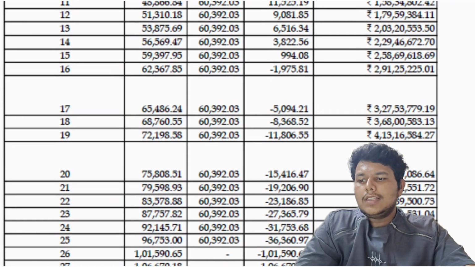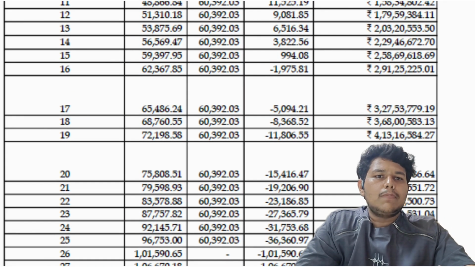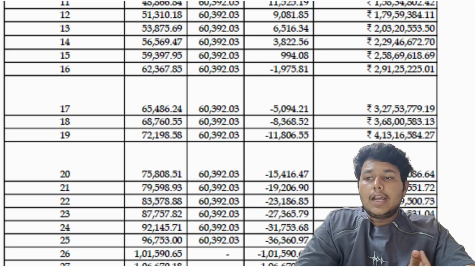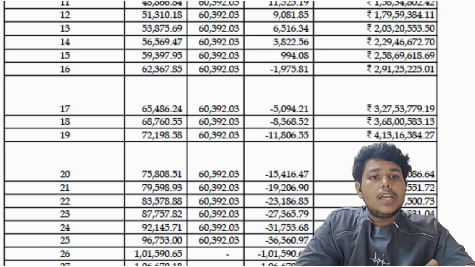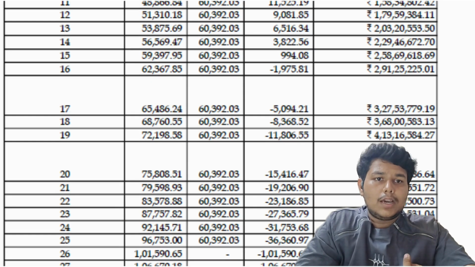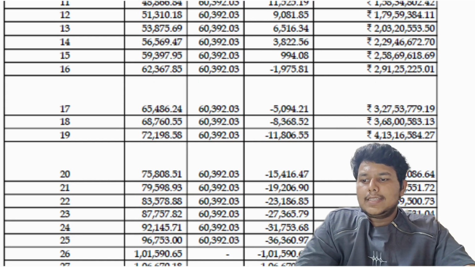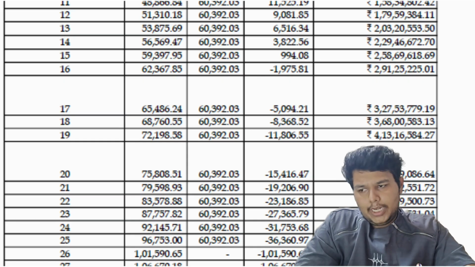But if you will see on the 16th year, your investment monthly becomes negative. That means your rent has increased to such an extent that now it is even more than your EMI. In that case it becomes a negative value. Now this negative value signifies that you have to withdraw the amount from the corpus, the corpus that you have created, instead of depositing it. So basically this is that corpus worth of money.